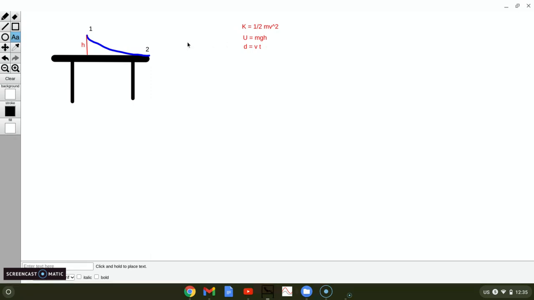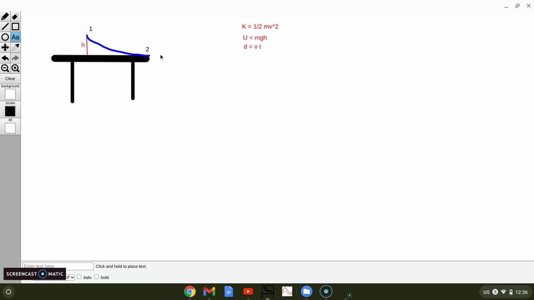Now, when we get down here to position two, does it have kinetic energy? Absolutely. The ball is moving, so 1/2 mv squared is how we would calculate its kinetic energy. But let's take a look at the potential energy. Does it have any potential energy? The answer is no, it does not. Because if we're measuring our height from the edge of the table, like we were here, that height right here is 0. So at position 2, there is no height and there is no potential energy.